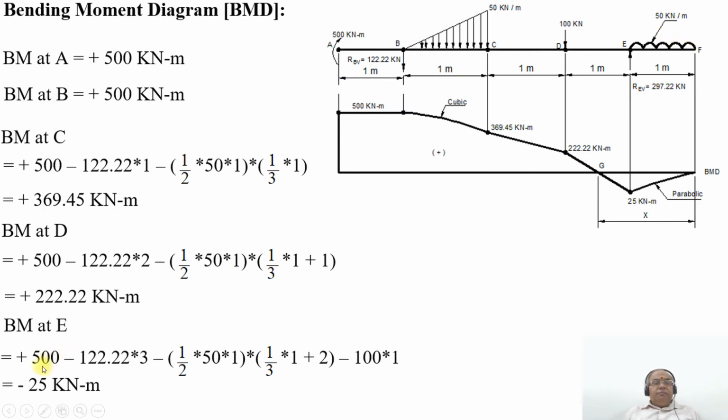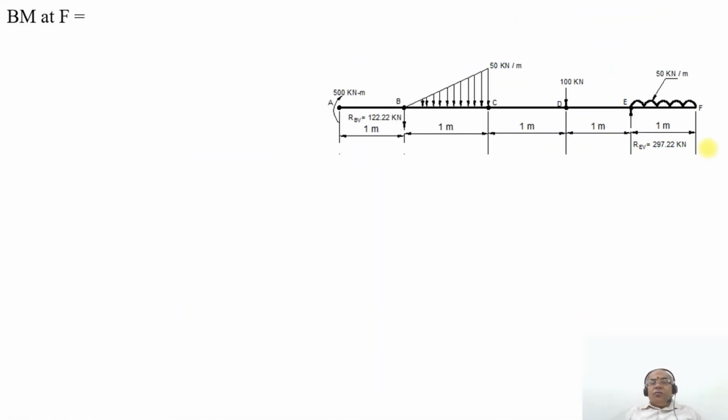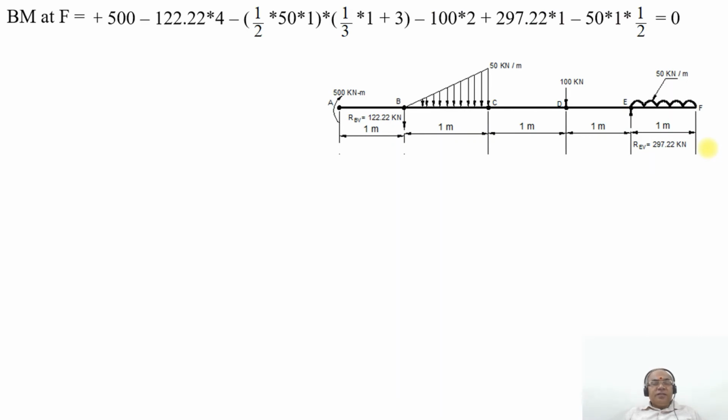That is again plus 500 minus 122.22 into 4, minus half into 50 into 1 into 1 by 3 plus 3, then minus 100 into 2, then plus 297.22 into 1 minus 50 into 1 into 1 by 2. So therefore, you will get that value as 0. So BM at F will be equal to 0.